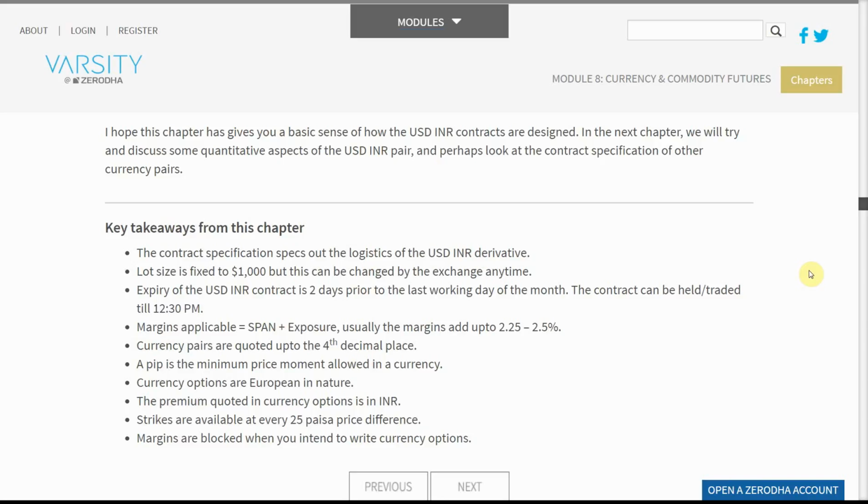Currency pairs are quoted up to the 4th decimal place. A pip is the minimum price movement allowed in a currency. Currency options are European in nature. The premium quoted in currency options is in INR. Strikes are available at every 25 paisa price difference. Margins are blocked when you intend to write currency options.